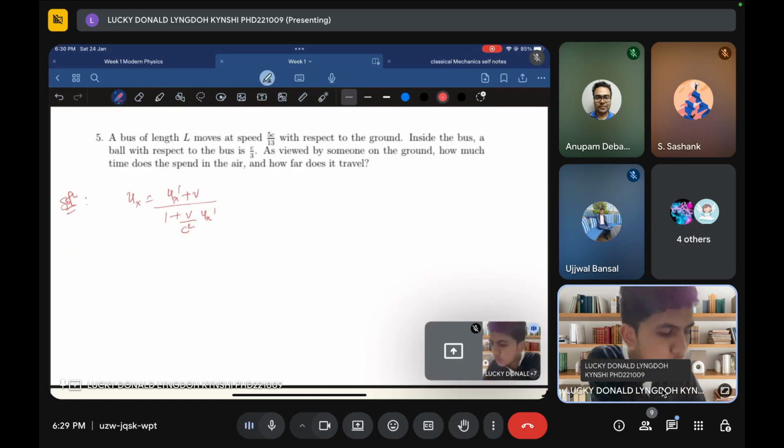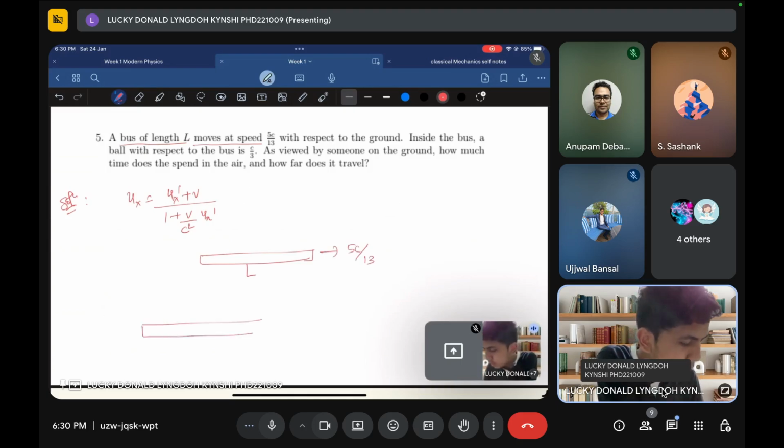So here also a bus of length L moves at a speed 5c/13. So there is a bus of length L, and this is moving with 5c/13 with respect to the ground. So there is a ground here. Okay, so this bus is moving at a speed 5c/13 with respect to the ground. That means you can consider this one as the S′ frame because it's moving, and you can consider the ground as your S frame.